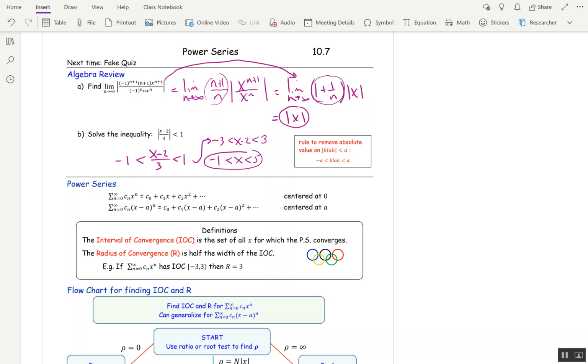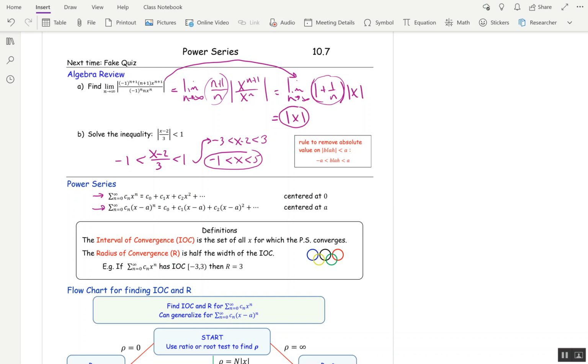All right, so now on to the topic of the day, which is power series. Power series are infinitely long polynomials. They can be centered at 0 or they can be centered at a. You can see that if you set a equal to 0 in the second expression, you get the first expression. So being centered at 0 is just a special case of being centered at a, where a is 0.